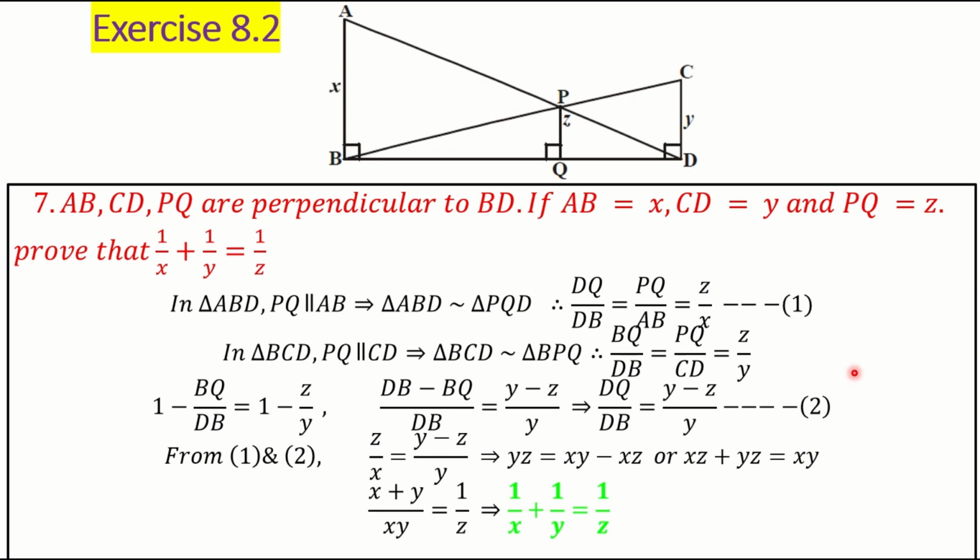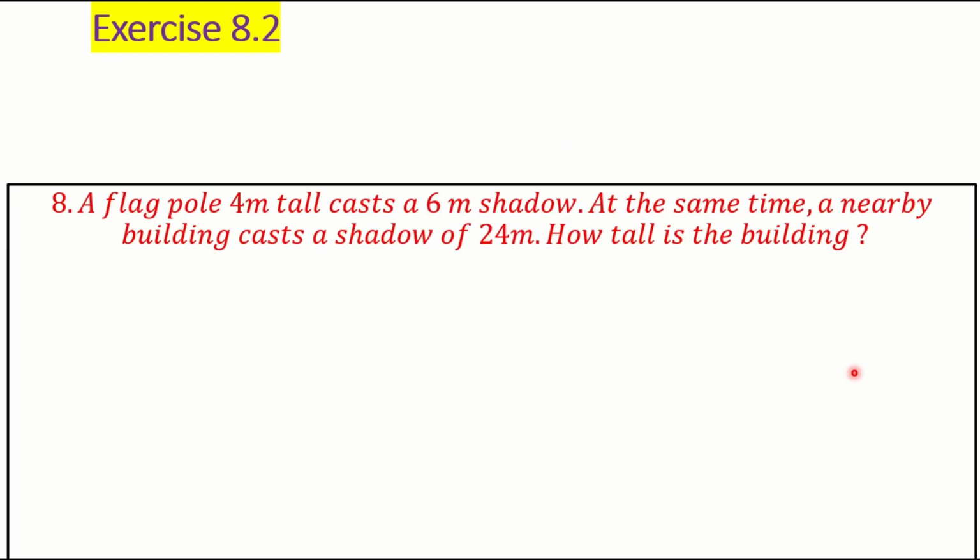Okay, next. A flagpole 4 meters tall casts a 6 meter shadow. At the same time, a nearby building casts a shadow of 24 meters. How tall is the building?